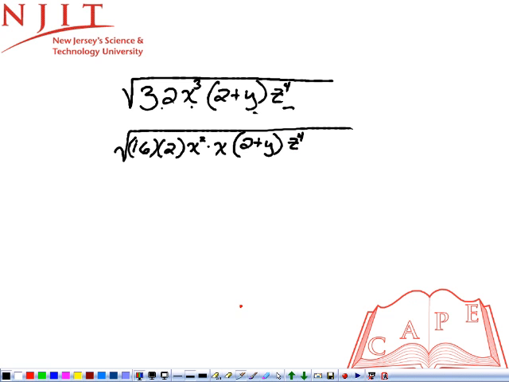So, if we pull everything out that we can, we take this out as a perfect square. Square root of 16 is 4. We can take this out. Square root of x squared is just simply x. And then this can be taken out. The square root of z to the fourth is simply z squared. And then everything else that could not be taken out must remain within the radical. So what do we have left? We simply have 2, the x, and the 2 plus y.